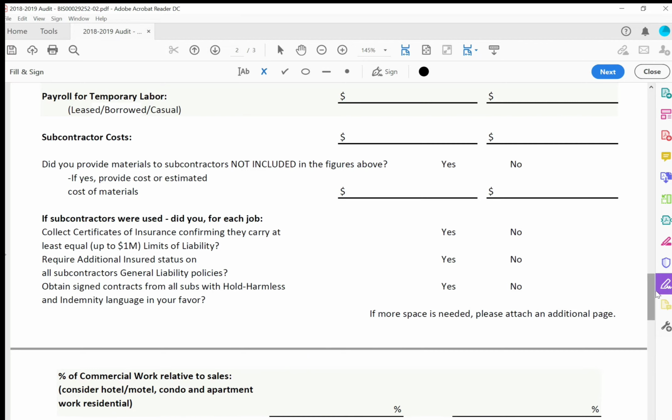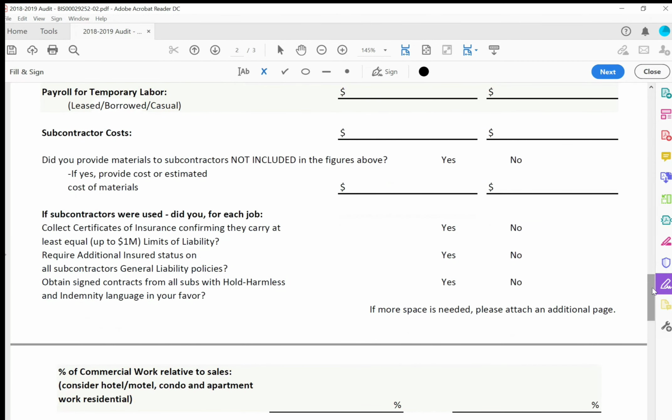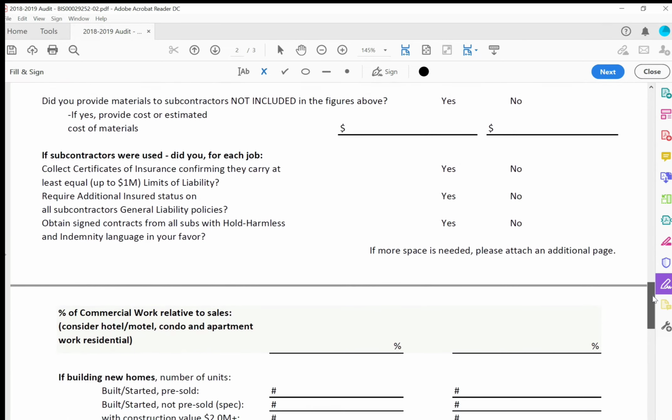On this one, they make it easy because they ask you the audit term, you can see up here, and then your next term projection. So they make sure that maybe you just had a big year the first year, and then the next year you don't have as much work, so it's not going to be as high. So that's important to look at there.